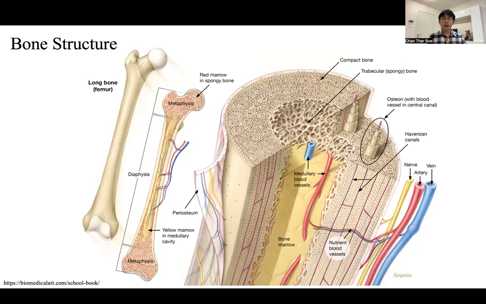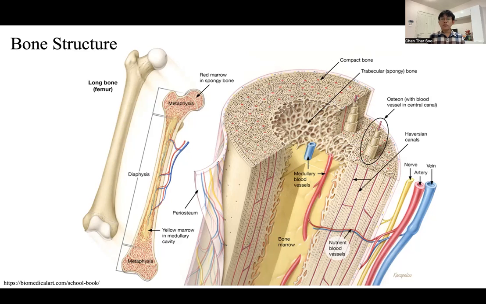So in the long bone femur, when we cross section, these are the femur, the long bone. Inside, what we see at the middle is the bone marrow. We have the yellow bone marrow, and also the red bone marrow. The yellow bone marrow is at the center, inside the femur. At the edge, we will see the red color, which is the red bone marrow.